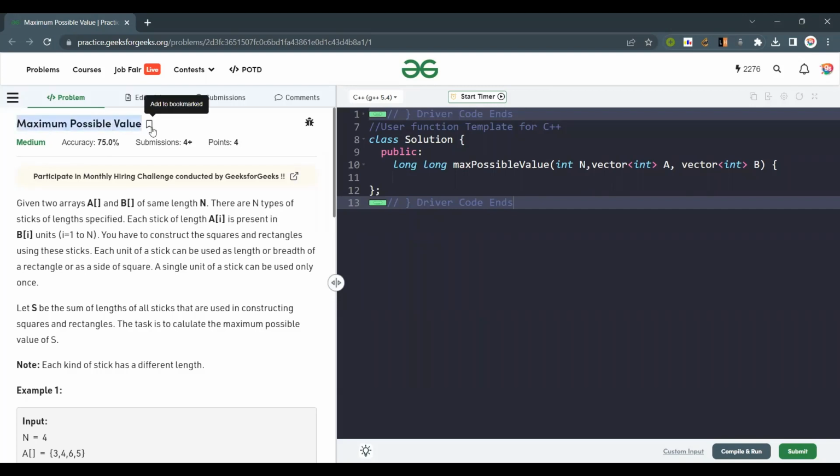Today we are going to solve the problem Maximum Possible Value. Given two arrays A and B of the same length n, there are n types of sticks of length specified. Each stick of length A[i] is present in B[i] units. You have to construct squares and rectangles using these sticks. Each unit of a stick can be used as the length or breadth of a rectangle, or as a side of a square. So this is something like the question. We have to maximize the possible value of the sum of the perimeters of all the shapes.